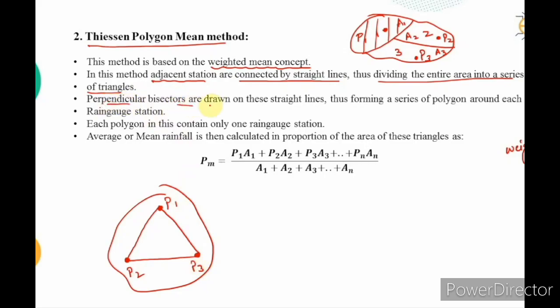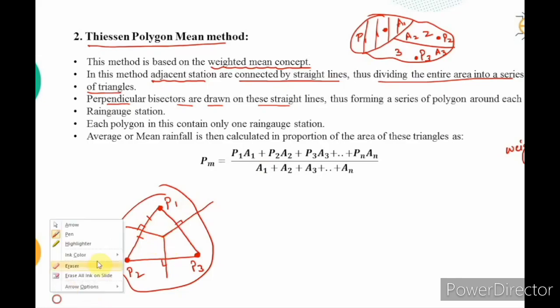Now in the next step, the perpendicular bisectors are drawn on these straight lines. So the perpendicular bisector means it will be perpendicular to the straight line, and both sides bisected by the line will be at equal distance. Similarly, the same is done at equal positions for every point.